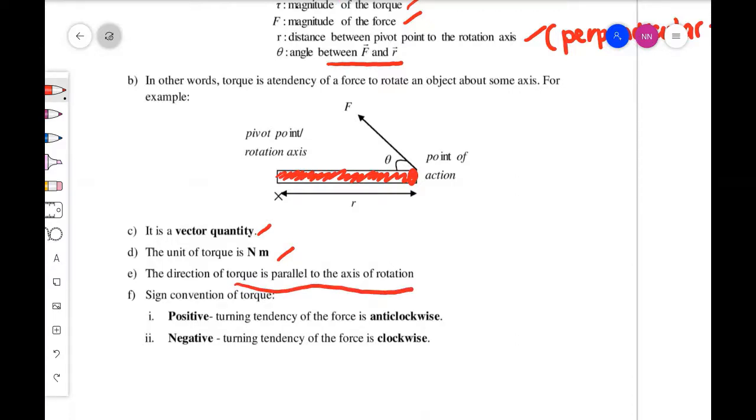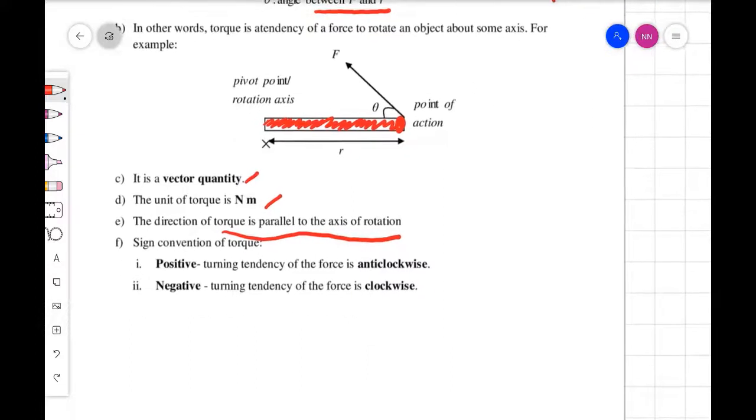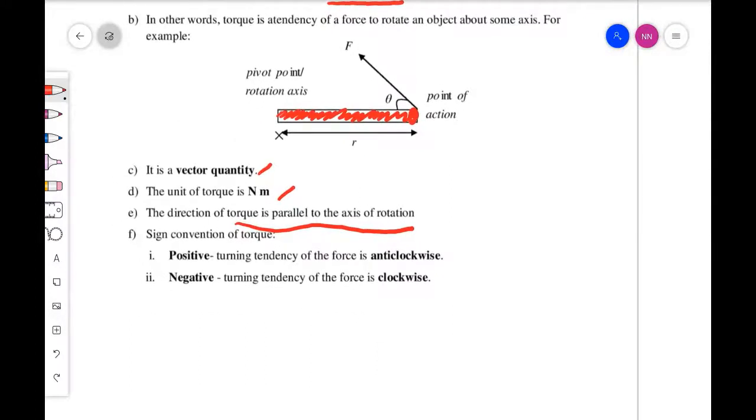Okay, so sign convention of torque. If the tendency of the rotation is anti-clockwise, so torque will be positive. If the tendency of the rotational is clockwise, so the sign convention is negative. Alright.